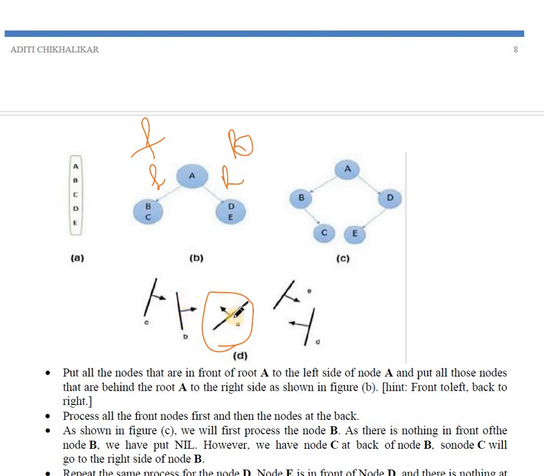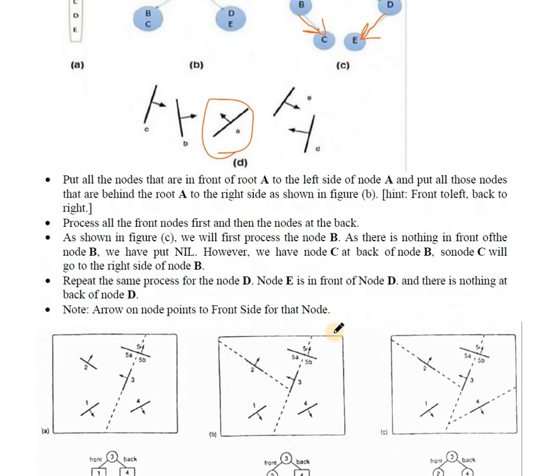Now ask B. What is on the front side of B? A. But A is already covered so we don't have to worry about A. What is there on the back side of B? There is C. So now C goes to the right hand side of B. Similarly, ask D. What is on the back side of D? Nothing. So you can see the right side of D is empty. What is on the front side of D? E. So E was on the front side, therefore E goes to the left hand side. This is how it is drawn.